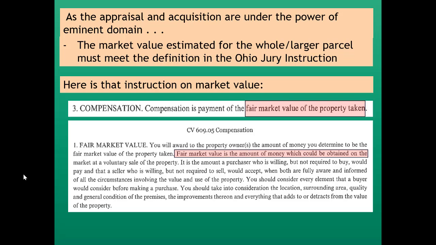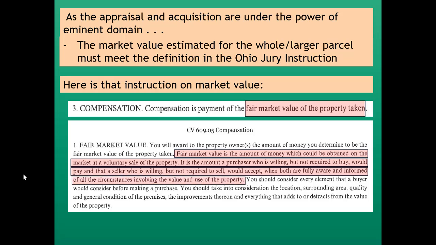Fair market value is the amount of money which could be obtained on the market at a voluntary sale of the property. It is the amount a purchaser who is willing but not required to buy would pay, and that a seller who is willing but not required to sell would accept when both are fully aware and informed of all circumstances involving the value and use of the property.